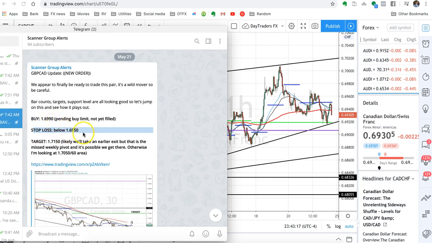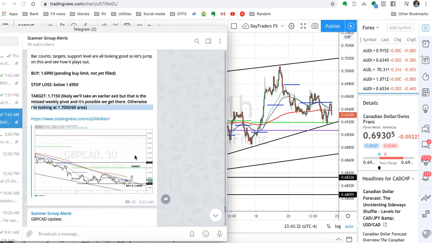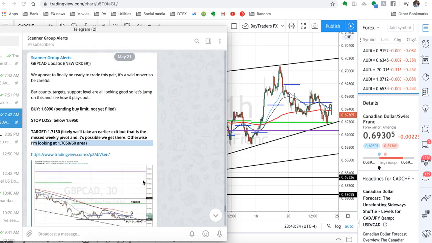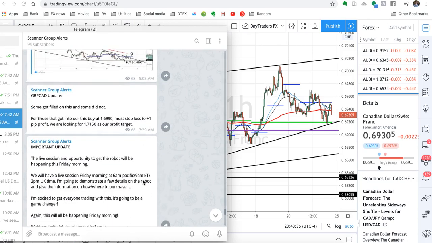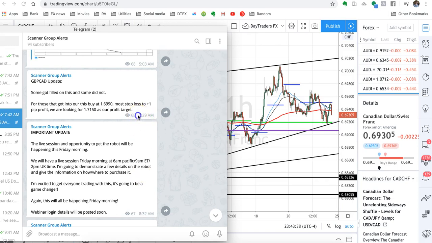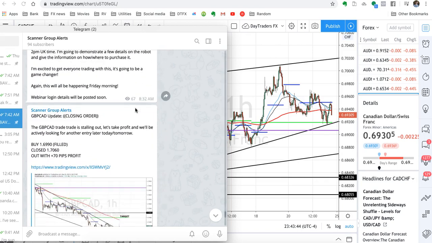So we're looking for a 40, 50 pip stop loss here. And I want to target 171.50, but likely we'll exit earlier. Maybe even 170.50, 170.60. So that was posted at 5 o'clock in the morning, Pacific time, on May 21st. By 7 a.m., 2 hours later, the pound CAD got filled, and we were in the pound CAD.